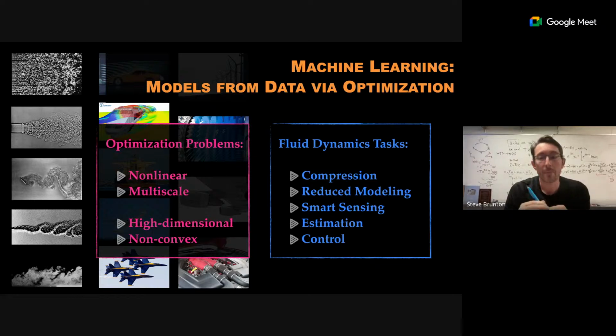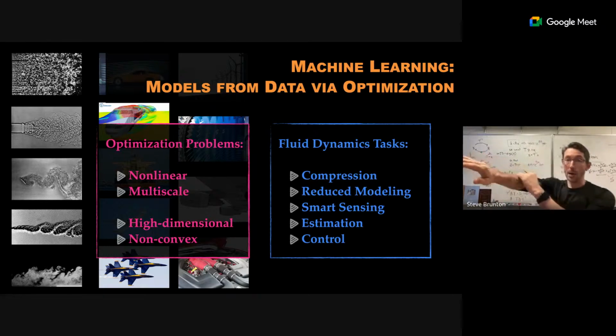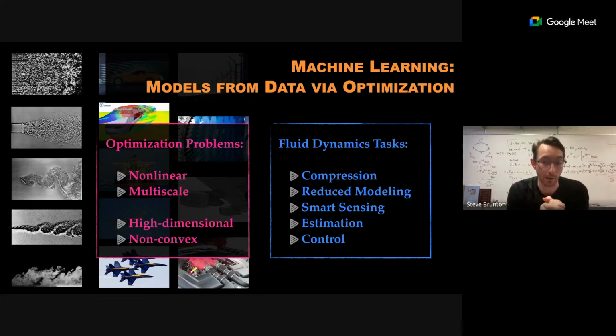and control. Other fluid dynamics tasks in blue, things like smart sensors. If I have a wing, where would I put 5 sensors to maximally inform what's happening over that wing? And that's related to the problems of estimation and control. We eventually want to manipulate the behavior for some desired engineering objectives. Now, at the end of the day, all of these tasks in blue are hard optimization problems. They're fundamentally challenging because the physics is nonlinear and multi-scale in space and time. You can see this in the pictures on the left.